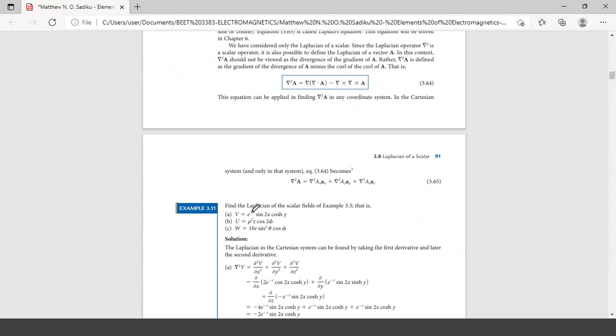So find the Laplacian of the scalar field of example 3.3. So take the Laplacian formula, like del square over del x square. So you need to derive two times. First you take the first derivative, and the second derivative you need to get the answer. That is the Laplacian.